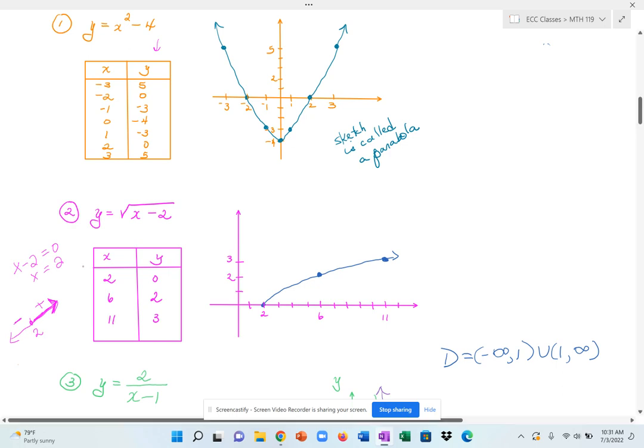So here I picked a few numbers that would be easy for me to take the square root of. So when x is 2, this becomes the square root of 0, which is 0. When x is 6, it becomes the square root of 4, which is 2. And when x is 11, 11 minus 2 is 9. The square root of 9 is 3. So I have 3 points, and the graph is a curve that kind of grows slowly, the way you see here. So here I have 2, 0, 6, 2, and 11, 3. So your x's get bigger much faster than your y's do, which is why the graph increases slowly. So there's the graph of our square root function.